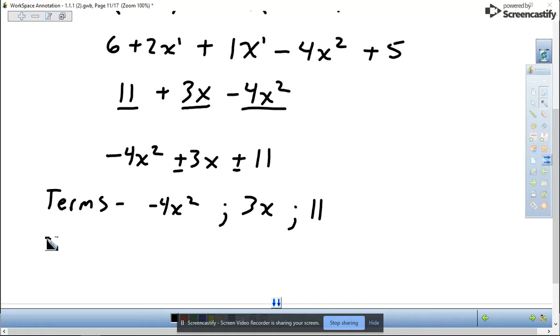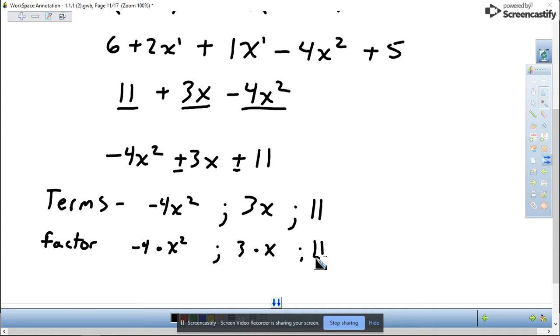Next thing is your factors. Within each term, if you have things that are multiplied together, those would be factors. So in the first term, negative 4 times x squared. Each of those are factors. In your next one, you have 3 times x. So the 3 and the x are the factors of that second term. And in the last one, it's just the 11 and it's not really multiplied by anything.